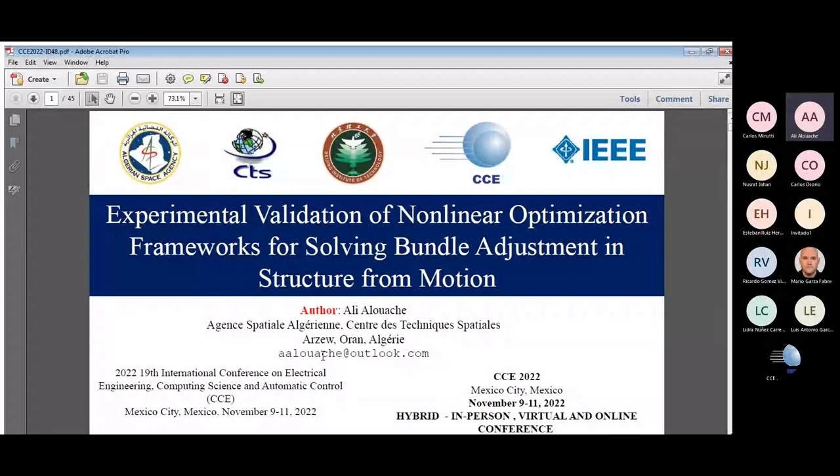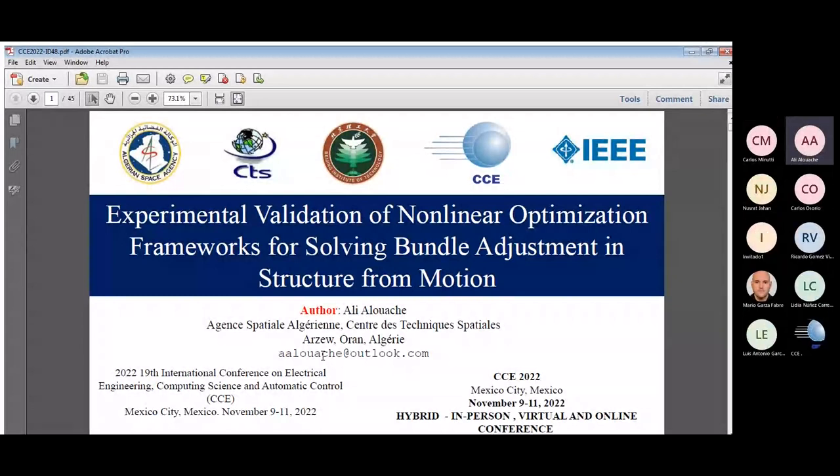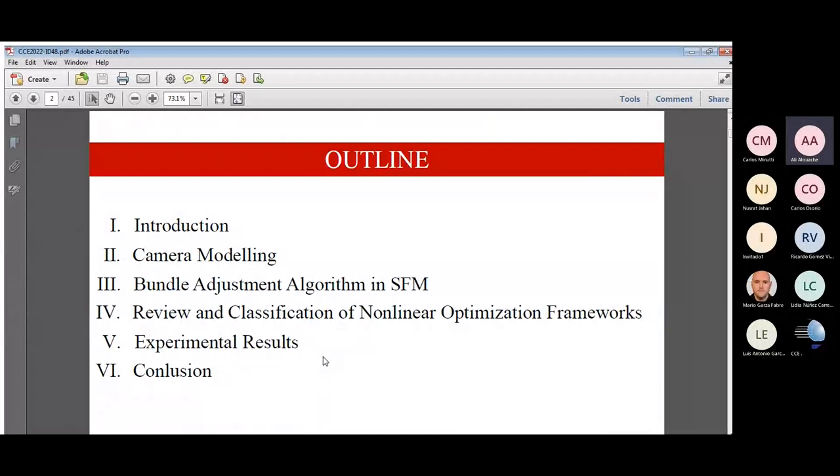Hello, everybody. Welcome to the presentation of my paper titled Experimental Validation of Nonlinear Optimization Frameworks for Solving Bundle Adjustment in Structure from Motion. At first, this is the outline of my presentation. In the first section, I present firstly the problem of bundle adjustment in structure from motion. Then I give the main contribution of this paper. In the second section, I present a description of the coordinate systems in camera modeling. In the third section, I present the formulation of bundle adjustment algorithm in structure from motion based on Levenberg-Marquardt algorithm. In the fourth section, I review firstly the famous nonlinear optimization frameworks that implemented Levenberg-Marquardt algorithm for solving bundle adjustment. After that, I present a classification of these frameworks according to the considered applications. In the fifth section, I present the experimental results. Then I finish up by the conclusion and the future works in the last section.